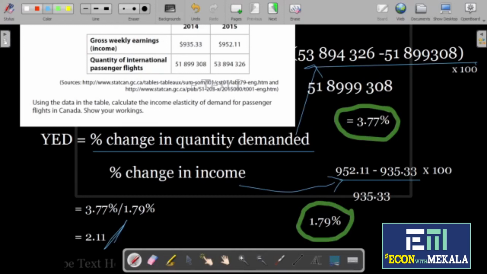So for these YED calculations, the steps are pretty easy for you to remember. Formula, how you calculated percentage change in quantity demanded, how you calculated percentage change in income, and providing the accurate final answer for YED. Even if you receive questions on price elasticity of demand, supply elasticity of demand or cross elasticity of demand, you can use the same format, same steps to get full marks for 4 marks questions.